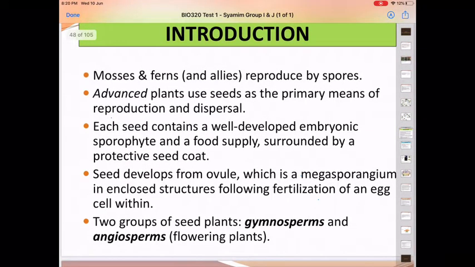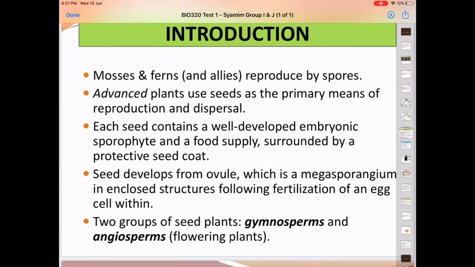For the introduction, mosses and fern allies reproduce by spores. Meanwhile, the advanced plants use seed as the primary means of reproduction and dispersal. So that is the difference between mosses, ferns, and advanced plants. Each seed contains a well-developed embryonic sporophyte and a food supply that's surrounded by a protective seed coat. The seed develops from an ovule, which is a megasporangium in an enclosed structure, following fertilization of an egg cell within.